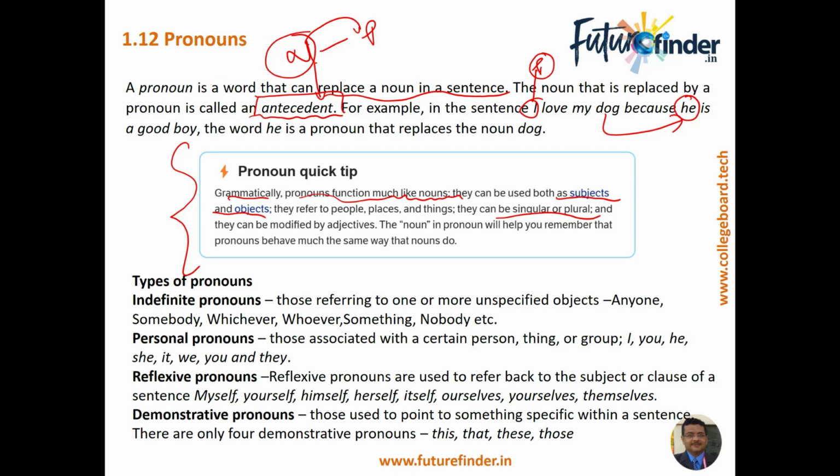This is not something that we want to do at great length because this is pretty theoretical, but practically we will use that when it comes to the SAT. The first one is the indefinite pronoun. Indefinite pronouns are pronouns which refer to a very generic group of people like anyone, somebody, whichever, whoever, something, nobody, etc.